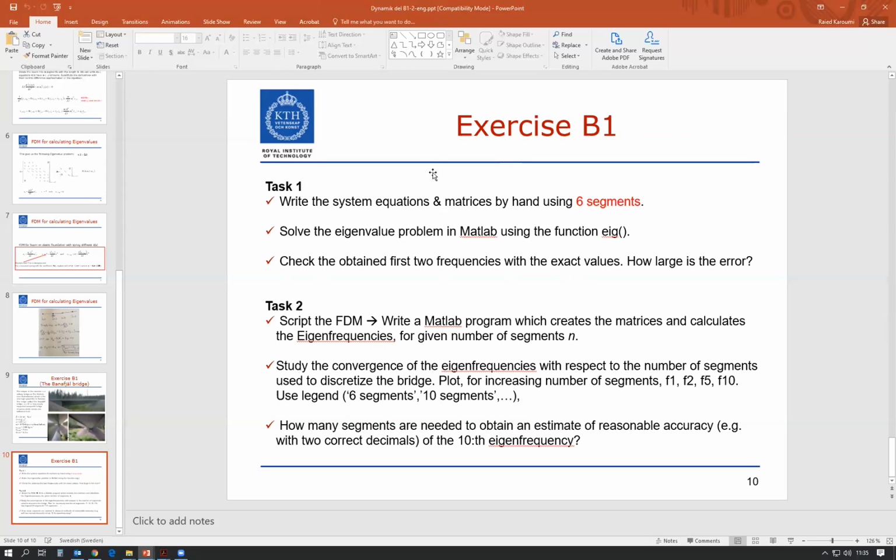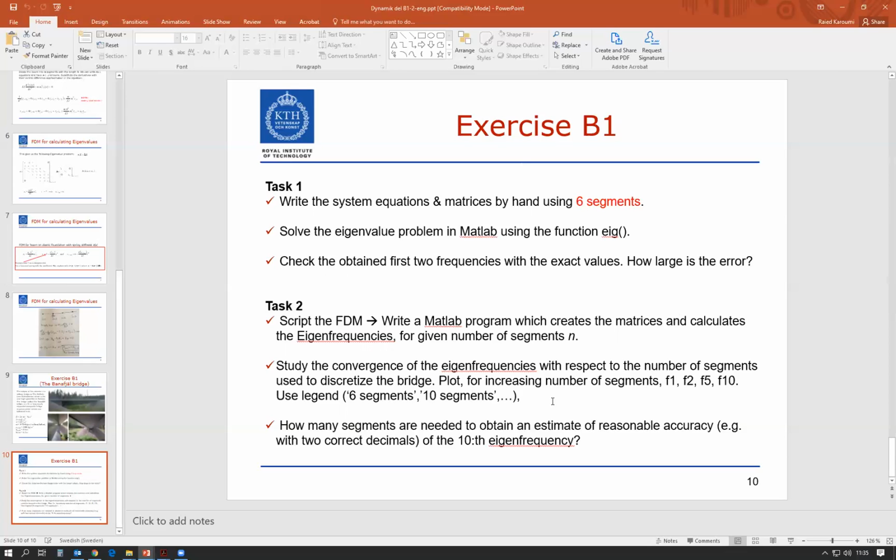For example, you have a plot. On the x-axis, you have the number of segments, 5, 6, 10, 20, 50. And on the y-axis, you have the frequency in hertz. And you have one curve for frequency number 1. You have another curve for frequency number 2, another one for frequency number 5. And you can see then how many segments on the x-axis you need for the frequency to converge.